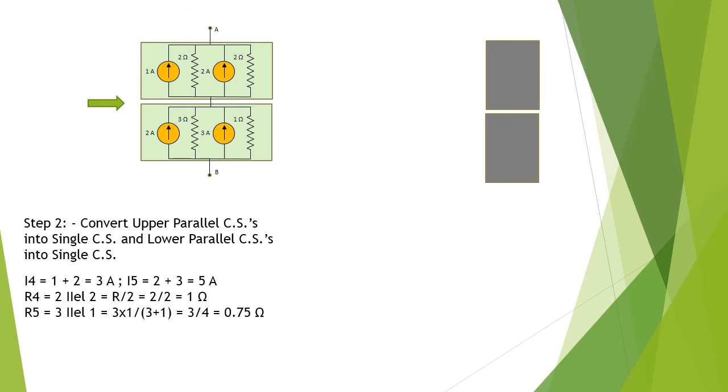Now the resistances of the respective parallel current sources are 2 ohm and 2 ohm, and here 3 ohm and 1 ohm. R4 is 2 parallel with 2. The resistances in parallel connection are the same, therefore the shortcut formula is R by 2, so we get 1 ohm. R5 is the lower resistance parallel combination, 3 parallel with 1, which gives 0.75 ohms. Now replace the upper and lower parallel current sources by single current sources. You get 3 ampere having internal resistance 1 ohm, and 5 ampere having internal resistance of 0.75 ohms.